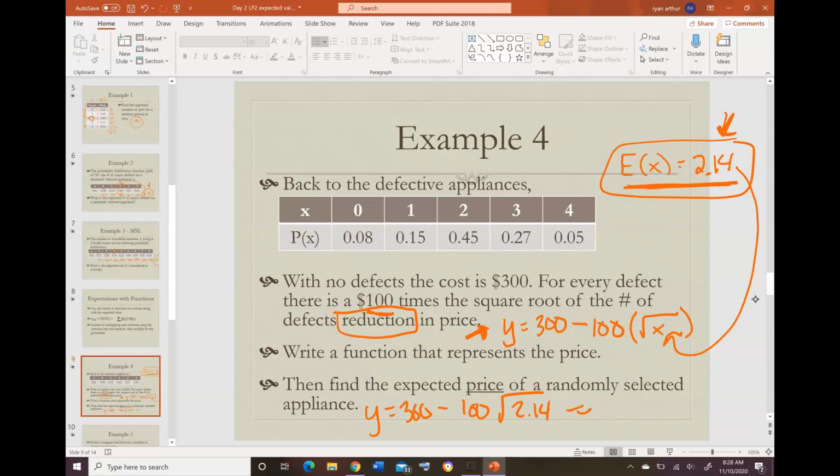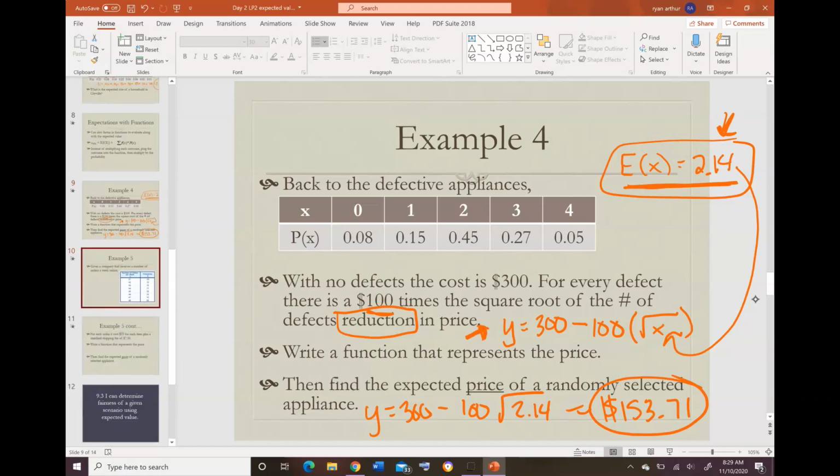Plug this into the calculator. Oh, let me get my calculator clear. There we go. 300 minus 100, square root of 2.14. So I am expected, now price is 2 decimal places, so I'm going into this store expecting to pay about $153.71. Okay? So that's all you're doing. All right, let's do the next one.